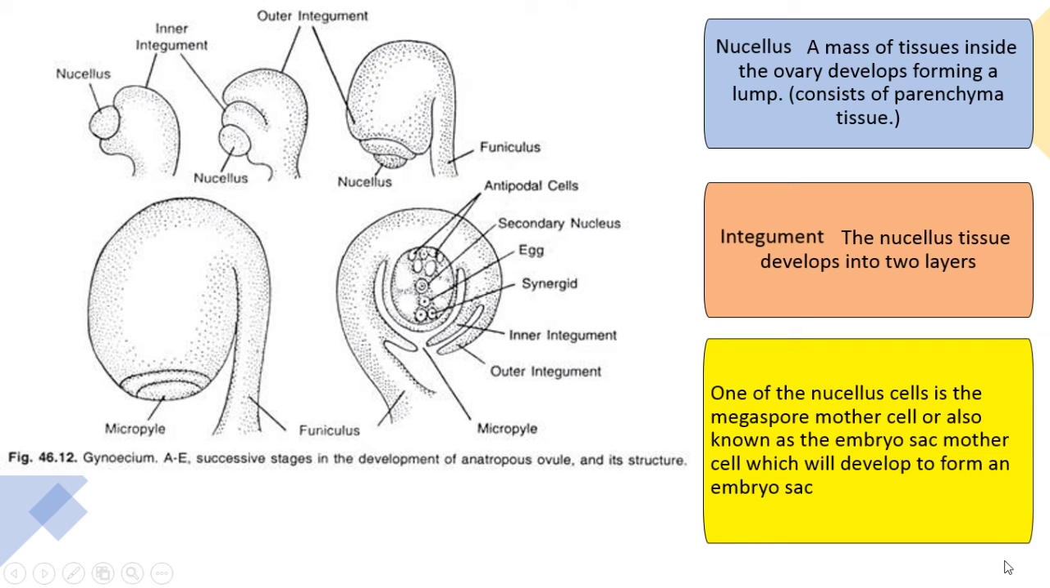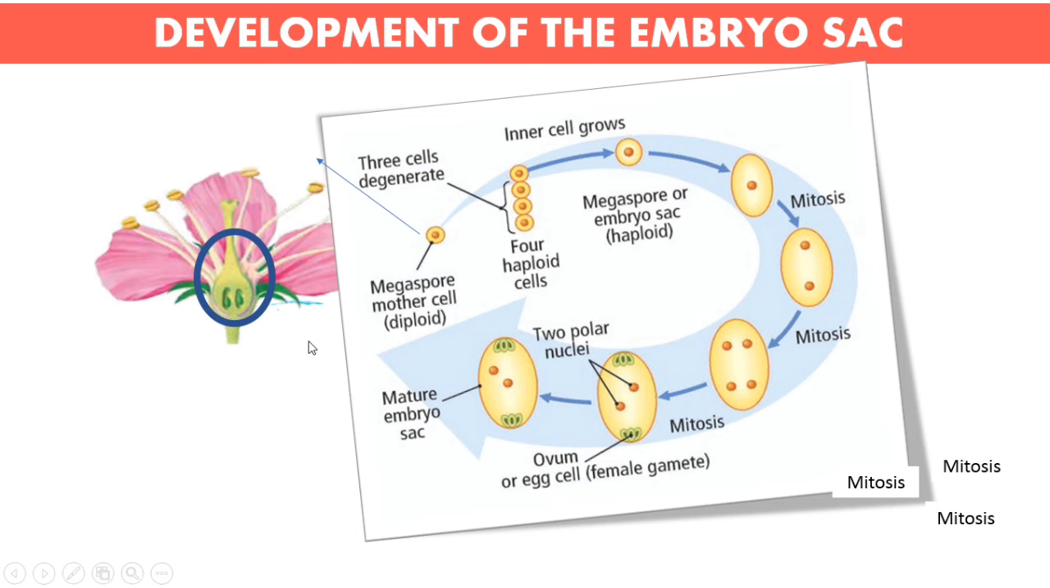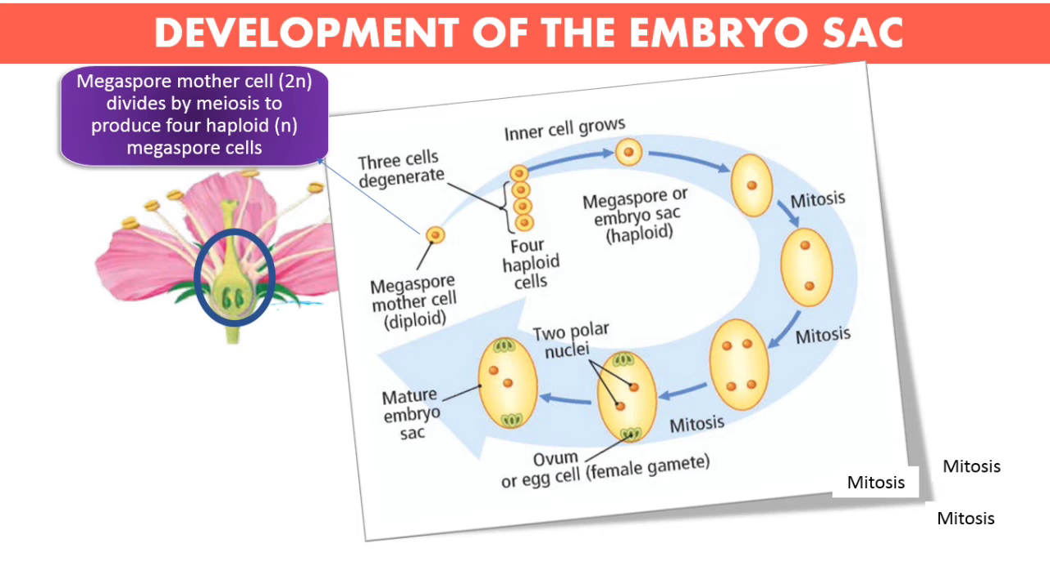One of the nucellus cells is the megaspore mother cell, also known as the embryo sac mother cell, which will develop to form an embryo sac. So outside of the ovule is the development of the nucellus to form a structure like this. At the same time, the structure of the nuclei inside the ovule will develop. So let's discuss how the embryo sac comes to have 8 nuclei. First of all, it starts from the diploid megaspore mother cell, which divides by meiosis to produce 4 haploid megaspore cells.